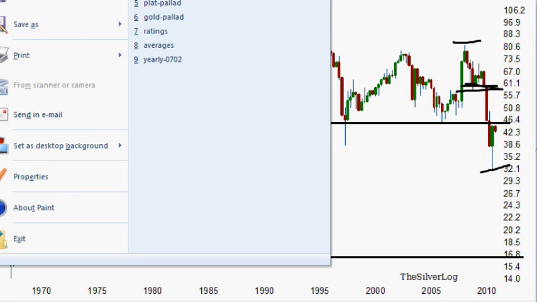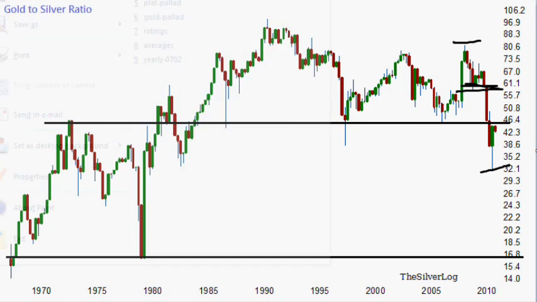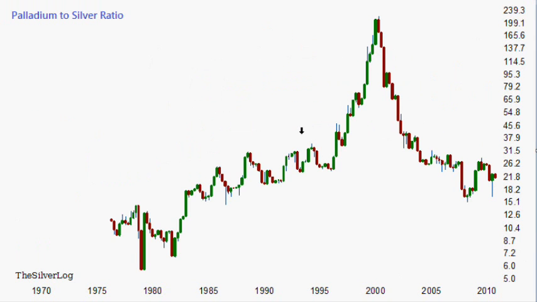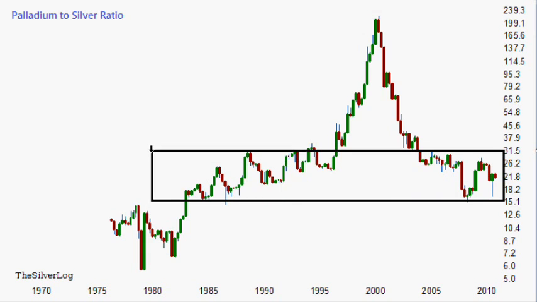The next ratio we're going to take a look at will be the palladium to silver ratio. This tells you how many ounces of silver you need to get an ounce of palladium. And for the most part, it is traded within a straight line. The straight line or the straight range is approximately within a range of about 15 to about 31.